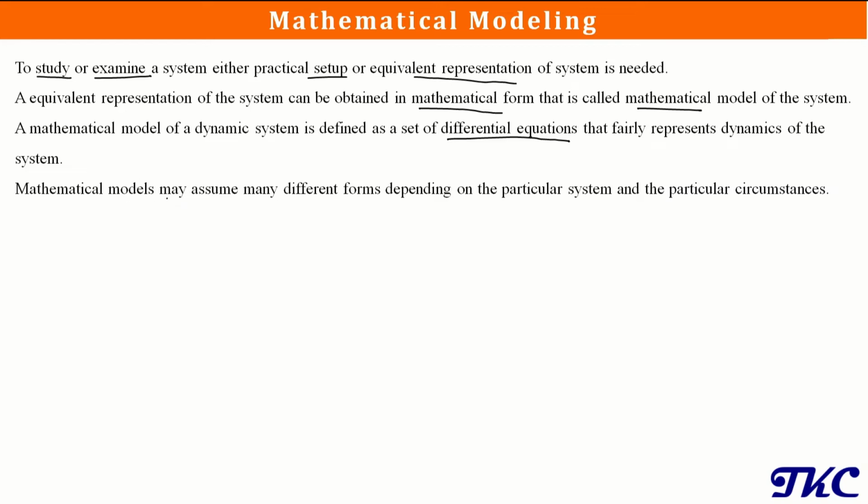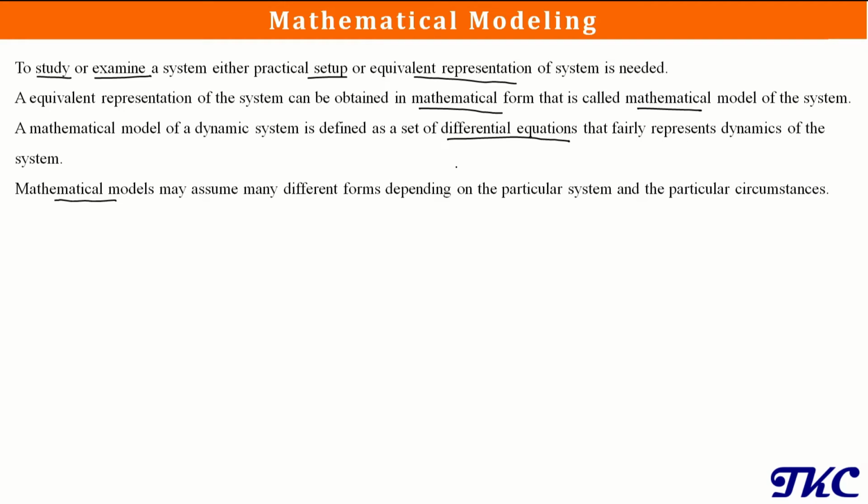Now a mathematical model can assume different forms, and that depends on the particular system. Here the system can be a mechanical system, electrical system, thermal system or any other system. Because of the physics involved in various types of systems, we will have different mathematical models, and that also depends on the particular circumstances or situation. These are the factors because of which we have different models for different systems.